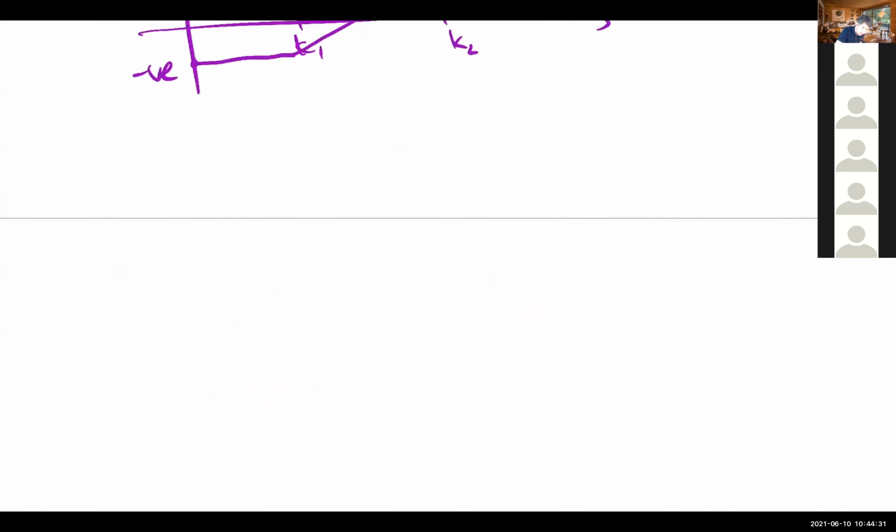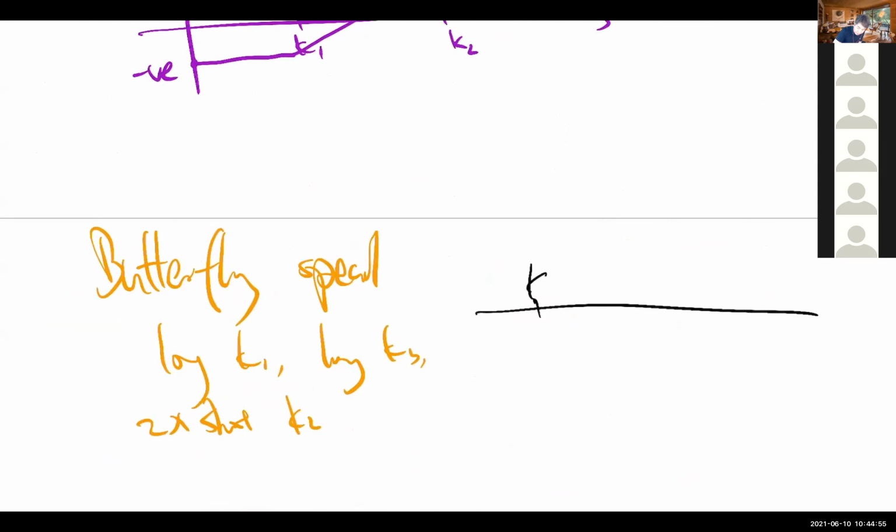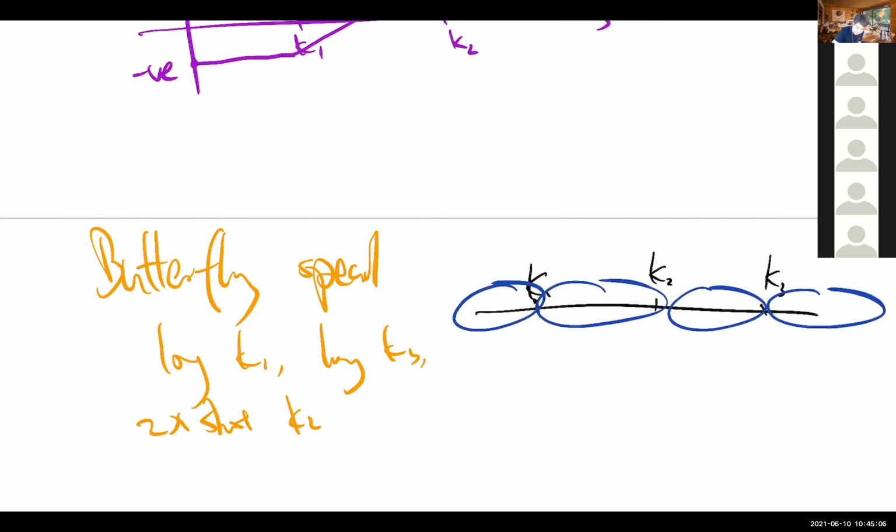And for butterfly spread, let me elaborate a little bit. For butterfly spread, you long K1, whether it's call or put doesn't matter. Long K3, short K2, but it's 2 times short K2, right? Overall, you've got 4 options. In this case, with this kind of spread, you have K1, K2, and K3. So naturally, given those 3 breakpoints, you will be worrying about 4 scenarios. ST less than K1. And then K1 less than ST less than K2. And then K2 less than ST less than K3. And then ST greater than K3.